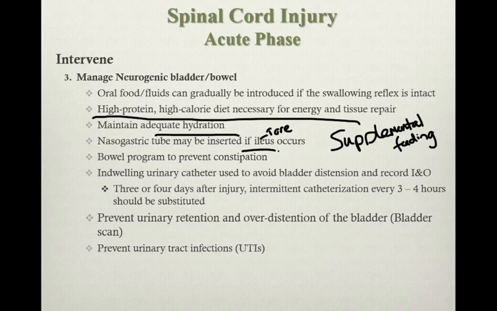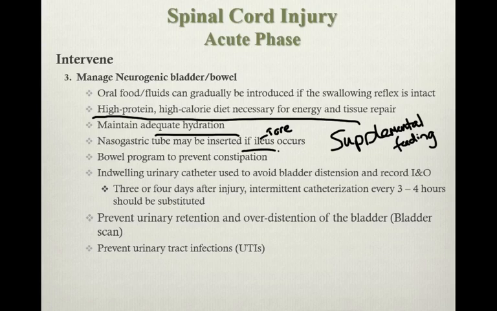So definitely a bowel program to prevent constipation. Keep an eye on the bowels. Just because they have hypoactive bowel sounds doesn't mean we don't feed them. We still want supplemental feeding for energy and tissue repair. We're just going to make sure that things are moving through the gut appropriately. They may need enemas. They may need rectal stimulation. There may be other ways to get a bowel movement going. We don't keep them NPO unless they have an ileus.